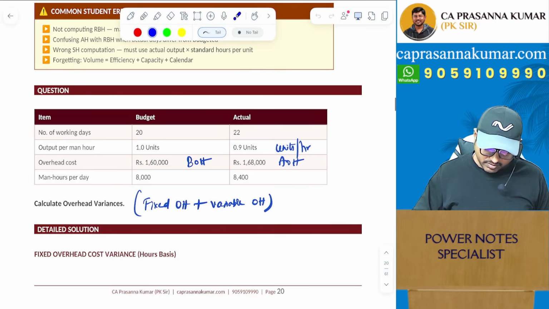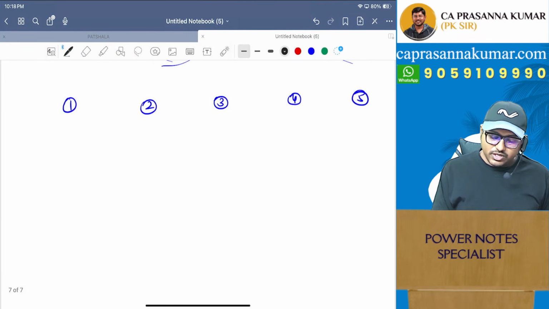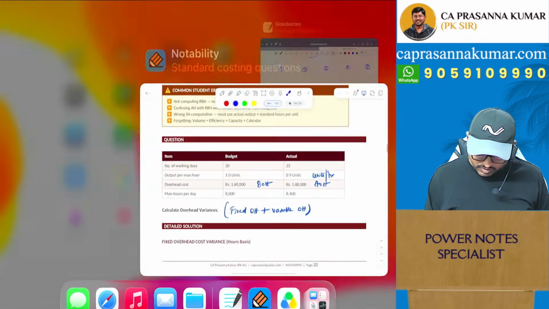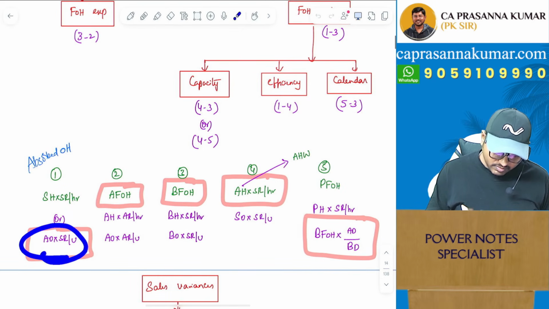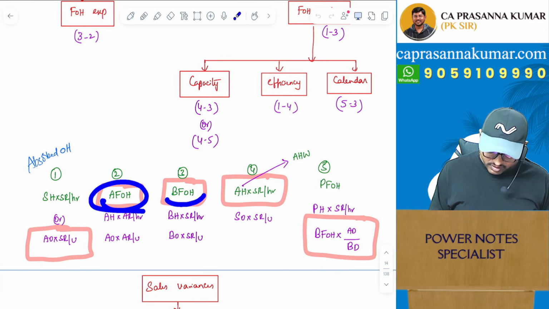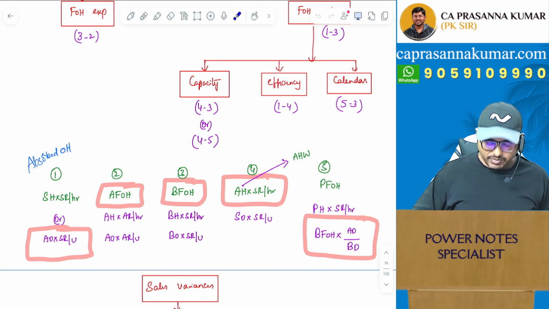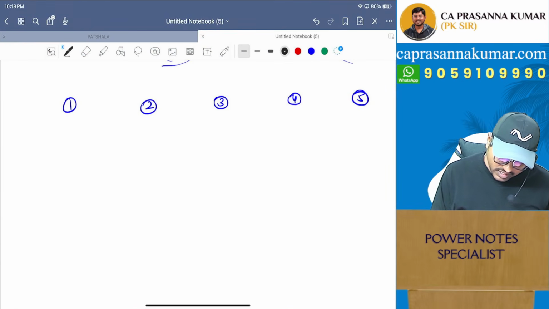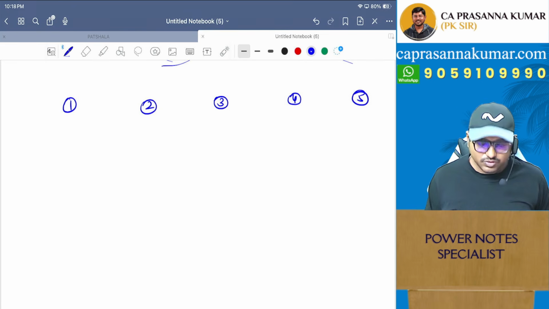Because we need to pick up the number, right? Let's write the formula. Frequently used formulas we'll write. Sir, what is frequently used formula, sir? Whichever I have highlighted over here. For 1, I'll be taking AO into SR per unit. For 2, AFOH. For 3, BFOH. For 4, AH into SR per hour. For 5, BFOH into AD by BD. Whichever I've rounded up, those formulas I'll take. Why, sir? Based on my experience of solving so many sums, I know that with these formulas only, the questions will be done.